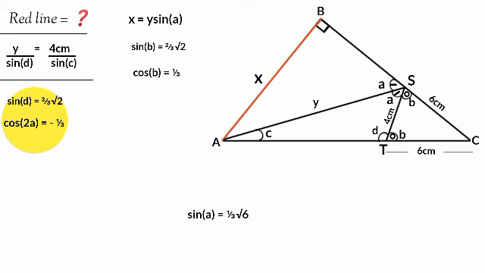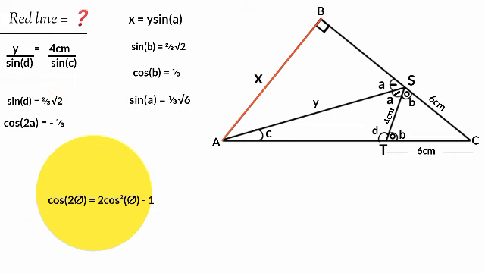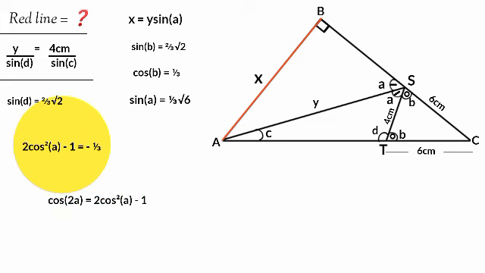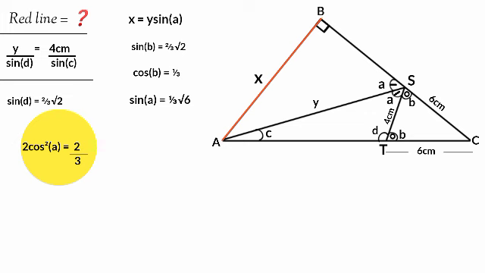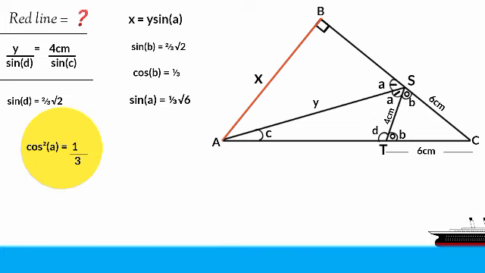Now still on cos 2A equals minus 1 over 3, there is another identity that cos 2 theta equals 2 cos squared theta minus 1. That is, cos 2A equals 2 cos squared A minus 1. So if we substitute this here, 2 cos squared A minus 1 equals minus 1 over 3. Adding 1 to both sides, here minus 1 plus 1 is 0. And here minus 1 over 3 plus 1 is 2 over 3. So 2 cos squared A equals 2 over 3. This 2 will eliminate this 2. So cos squared A equals 1 over 3.